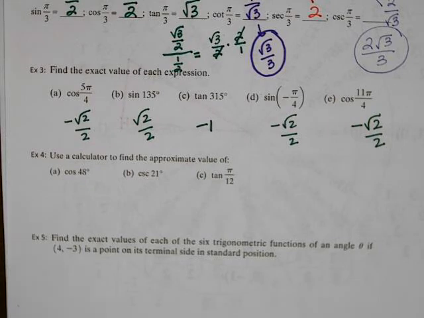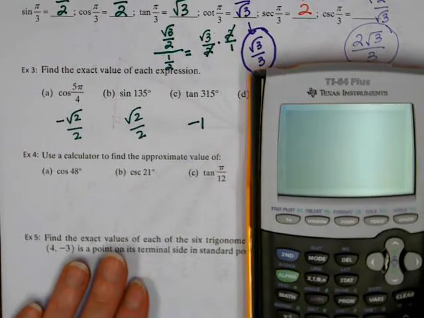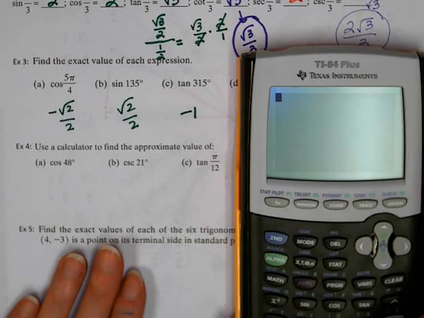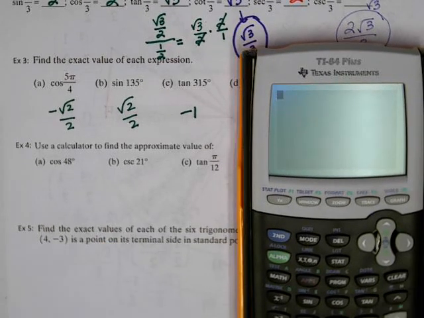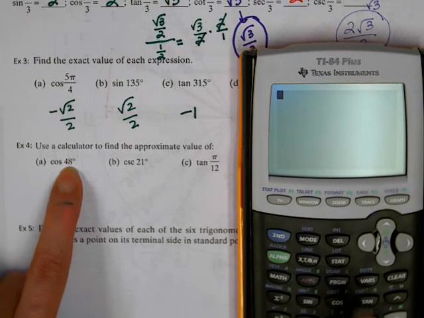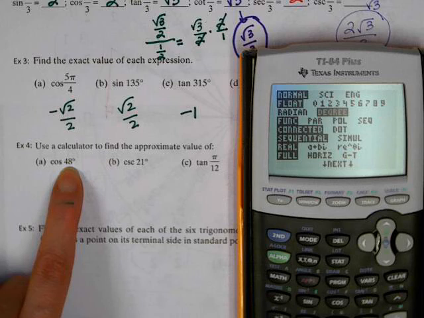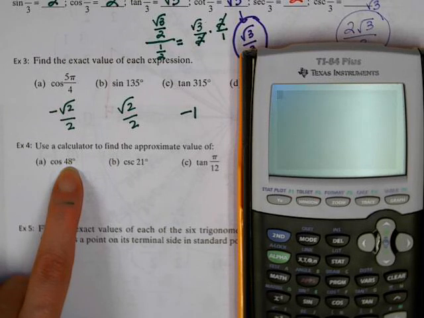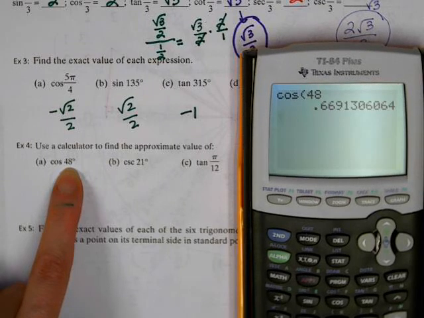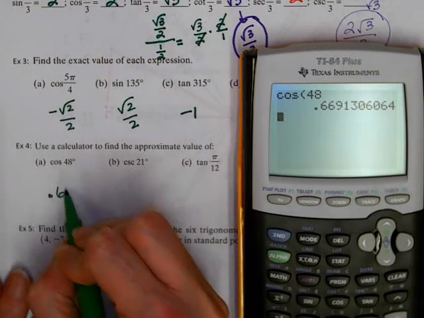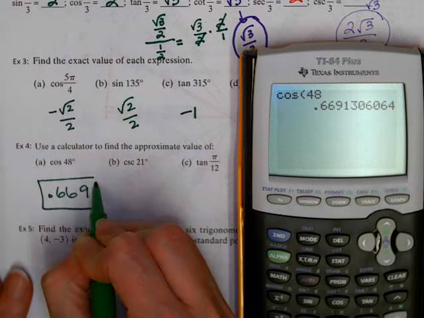Okay, on to the calculator ones. Now, something to be aware of is changing your mode depending on if it's in degrees or radians. So this one's in degrees, so you want to go to mode and make sure your calculator, you hit enter on degrees, and then you can clear it. And then it's as easy as just typing it in. Cos 48, enter. So this is 0.669. I'm just going to do 3 decimals.